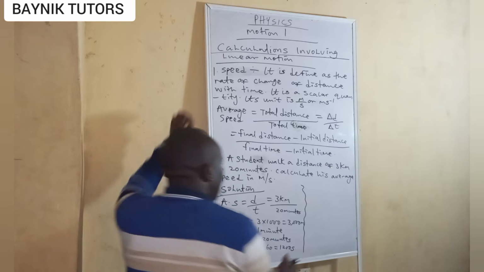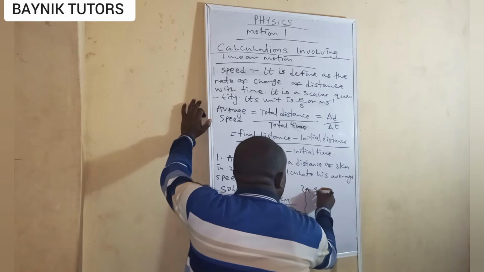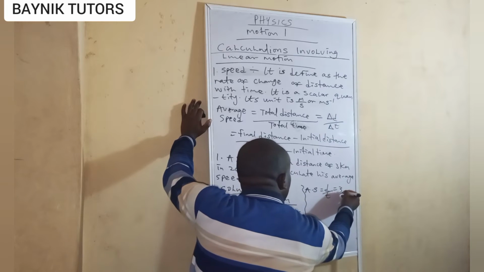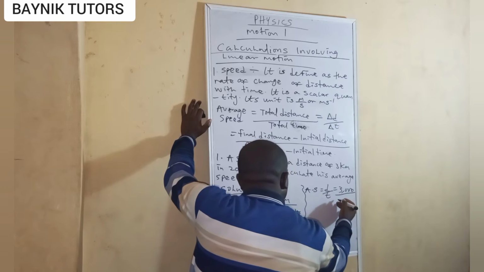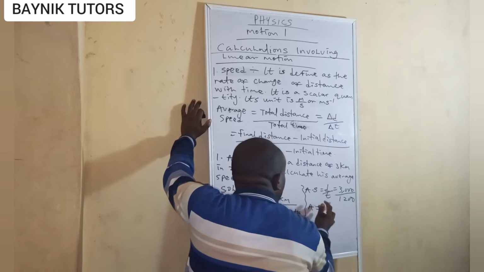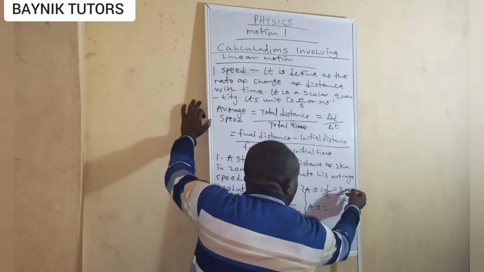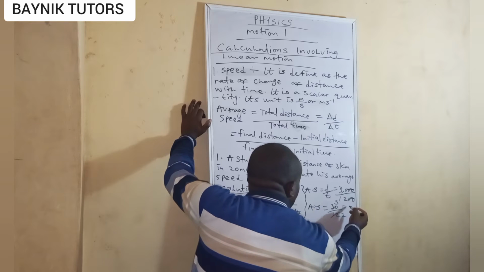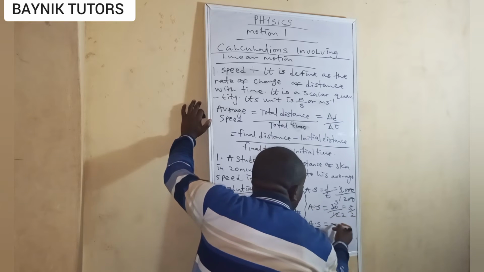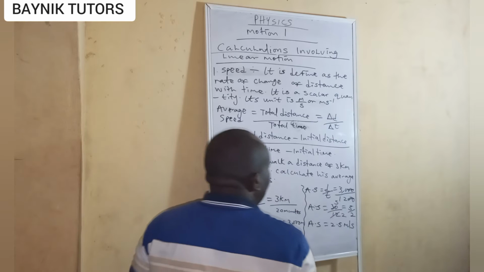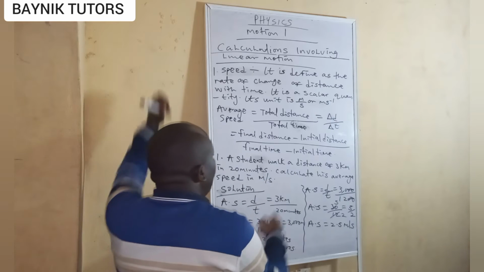So here now, your average speed is d over t. That will be 3000 over 1200. So our average speed will now be, cancelling the zeros, 30 over 12. Dividing by 6, we have 5 over 2, which is 2.5 meters per second.